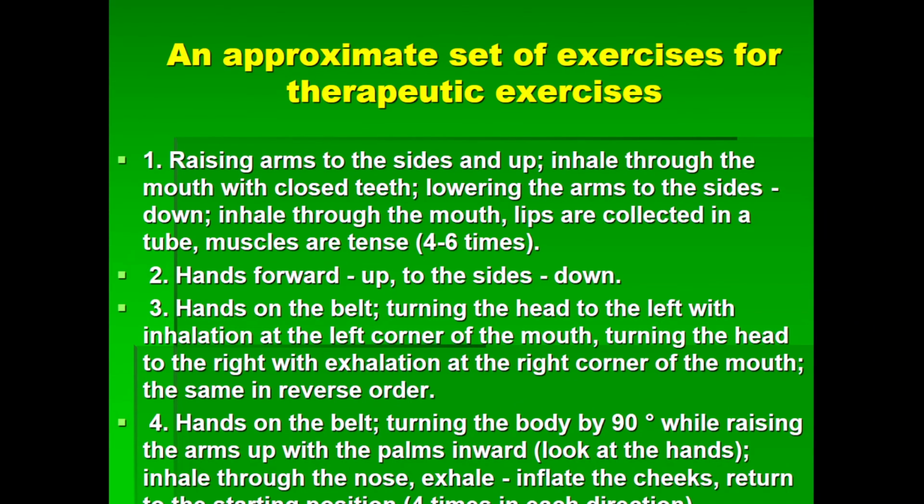This is an approximate set of exercises for therapeutic exercise. Raising arms to the sides and up, inhale through the mouth with closed teeth. Lowering the arms to the sides down, exhale through the mouth, lips collected into a tube, muscles are tense, 6 times. Hands forward, up, to the sides, down. Hands on the belt, turning the head to the left with inhalation, raising the left corner of the mouth.